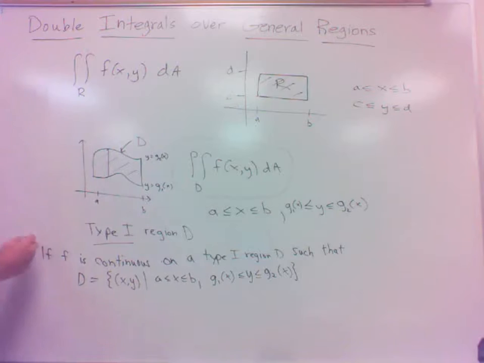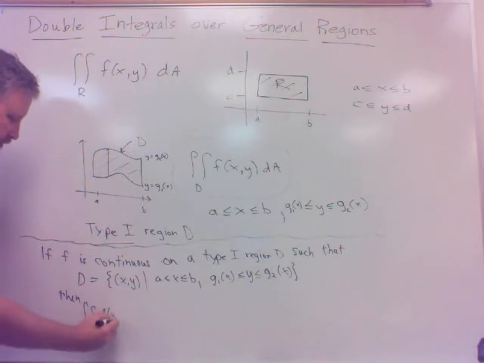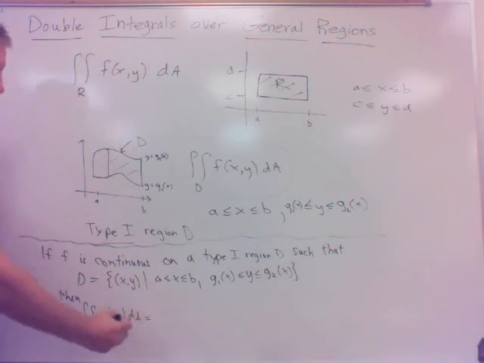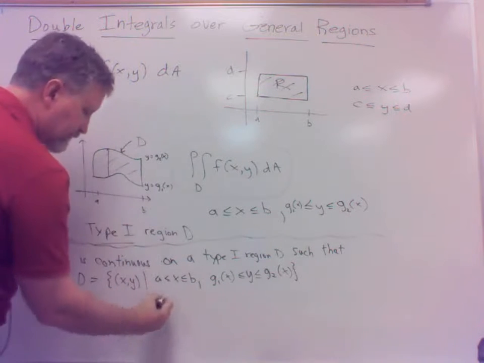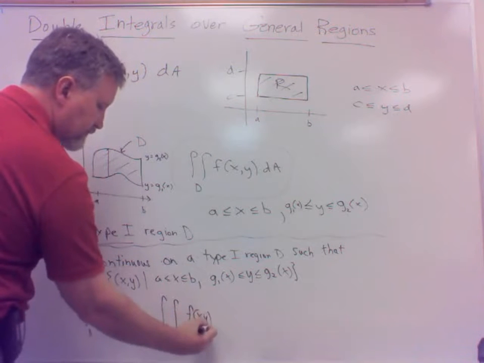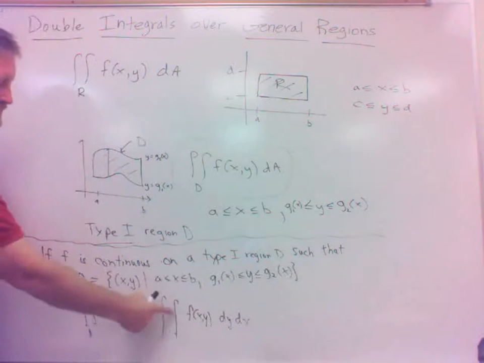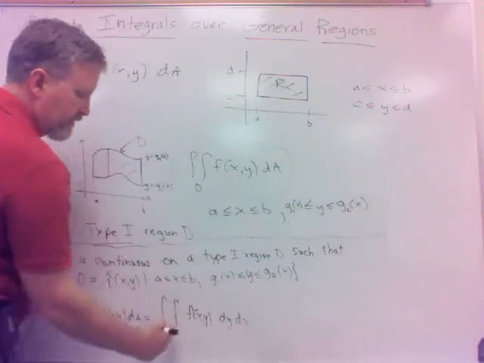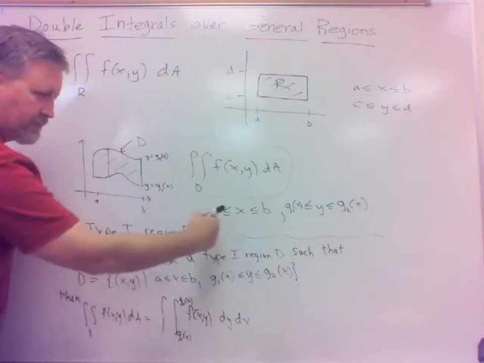So if we've got this setup, f is continuous on that region D, then we can evaluate our double integral over D of f(x, y) dA as follows. What it turns out you're going to do is integrate with respect to y first. So we're going to do dy, then dx: integrate with respect to y, and then with respect to x. The limits of integration for the inner one would be g1(x) to g2(x), and then for x, from a to b.